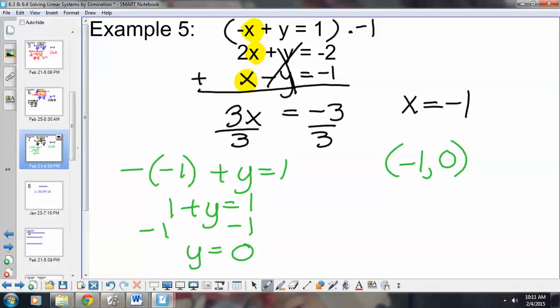Alright, do you guys like elimination better than substitution? To me, it just flows nicer. Substitution, you have to really think about what variable you're solving for, plugging into which equation. Elimination, you just need to have those additive inverses. You need to have a positive and a negative of the same term.